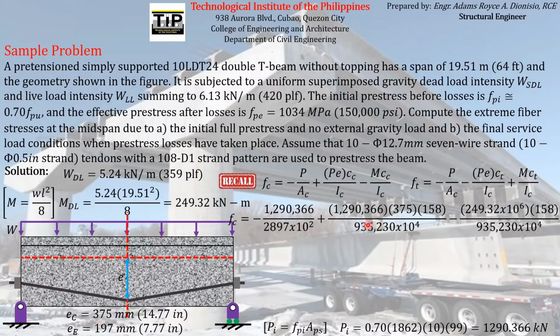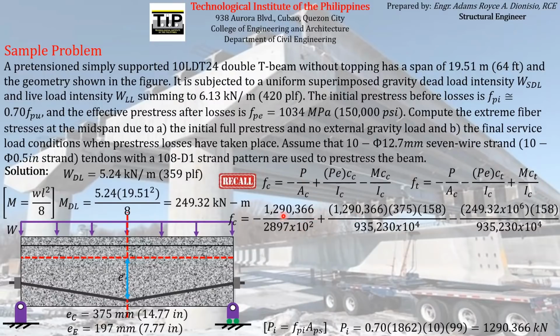For consistency of units, I just chose to express all the forces in terms of Newton, all of the areas in terms of mm squared, moment of inertia in terms of mm to the fourth, and the C and E in terms of mm. And then M will be expressed in terms of Newton-mm, so that the units will be consistent and the resulting unit will be equal to megapascal or Newton per mm squared.